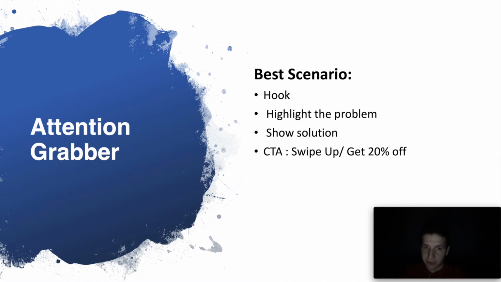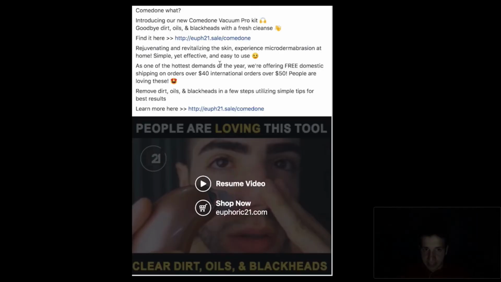But in order for you to post on Facebook, you have to have a good video, right? Now, when you post a video on Facebook, you should have a text, and in that text, there are some things you should include. As you can see, this is a Facebook ad, and here they start with the name of the product: Introducing our new Commodon Vacuum Pro Kit. So they're introducing the product. They highlighted the problem, dirt, oils, and blackheads, and then they added a link.